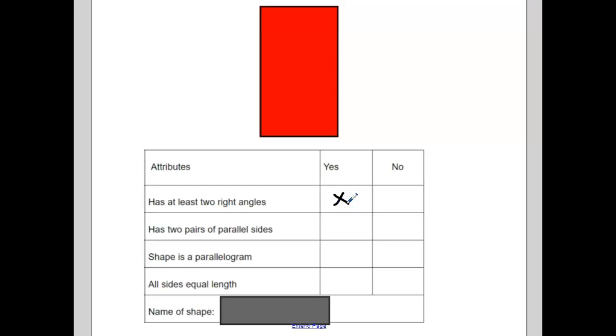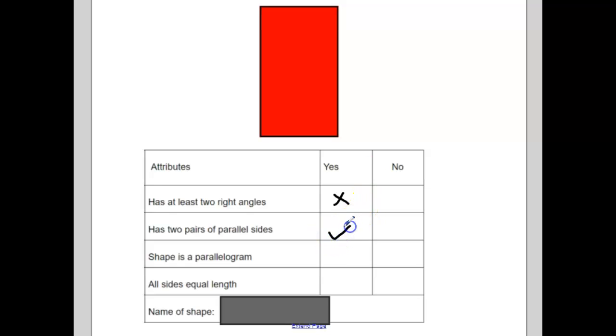Does this shape also have 2 pairs of parallel sides? Pause the video. Yes, so this side has an opposite side that's parallel. Does this side have an opposite side that's parallel, or facing the same direction and always staying the same distance apart? Yes. So this shape is a shape with 2 pairs of parallel sides.